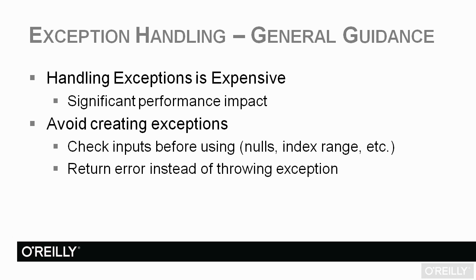In order to avoid creating exceptions, we, of course, want to check our inputs before using. We want to avoid null object exceptions and out of index ranges and that sort of thing. And those, again, are fairly obvious, but it's something that you should think about. Another little bit less obvious thing is that we would like to return some sort of error instead of throwing an exception. And we'll take a look at some examples.